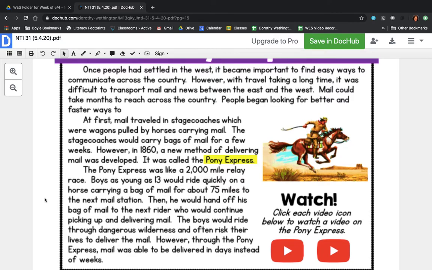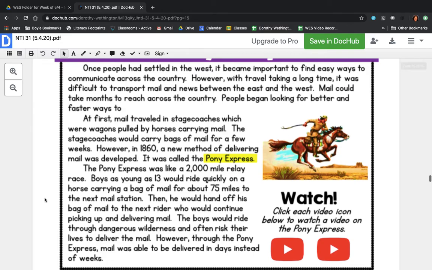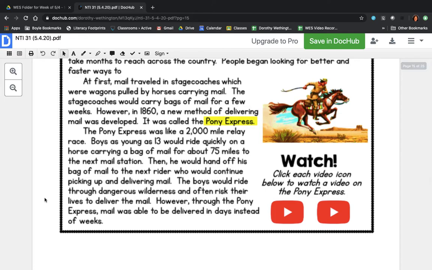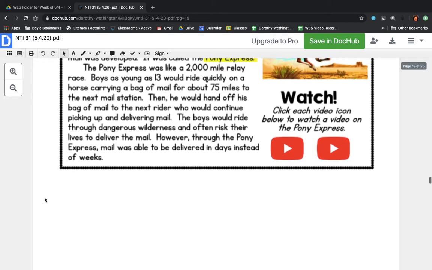The Pony Express was like a 2,000-mile relay race. Boys as young as 13 would ride quickly on a horse carrying a bag of mail for about 75 miles to the next mail station. Then he would hand off his bag of mail to the next rider, who would continue picking up and delivering mail. The boys would ride through dangerous wilderness and often risk their lives to deliver the mail. However, through the Pony Express, mail was able to be delivered in days instead of weeks.